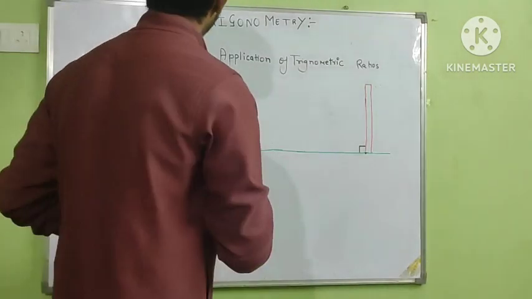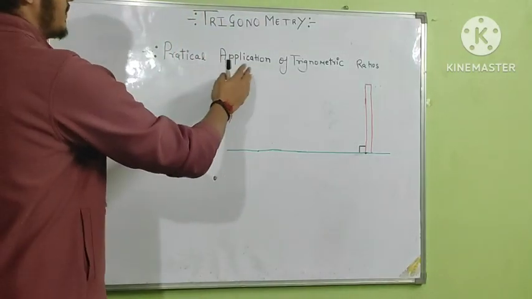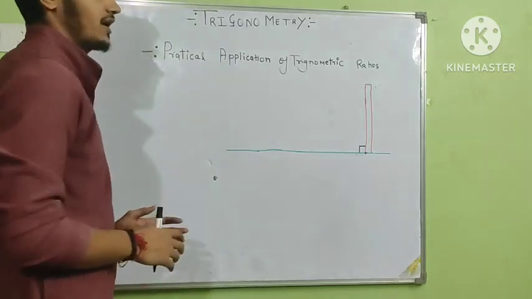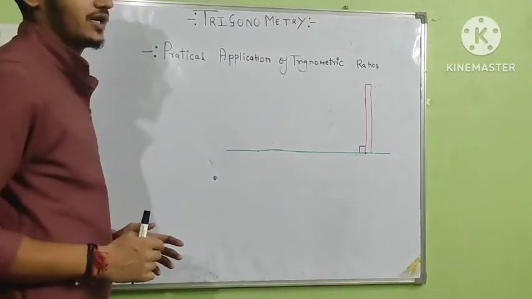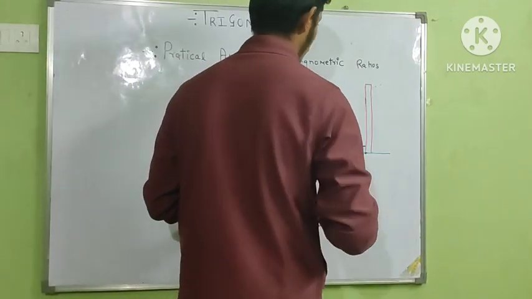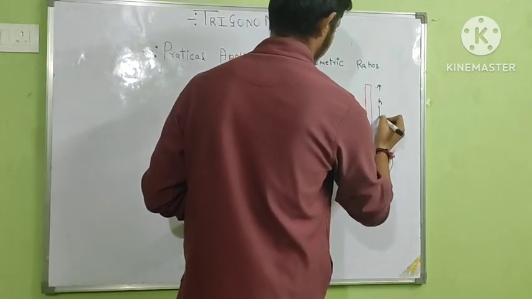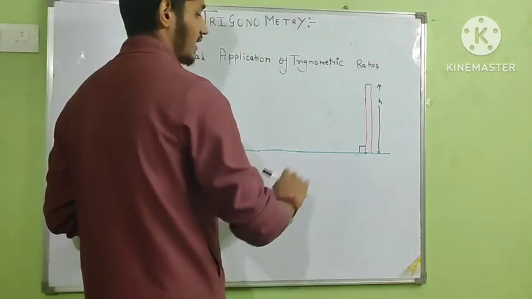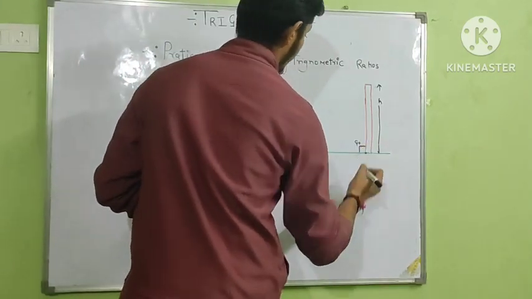So students, we are going to study the practical application of trigonometric ratios, and how they help us to identify the height of different objects. Now we take an example of a tree of height h that stands vertically on the ground. The angle between the tree and the ground is 90 degrees.